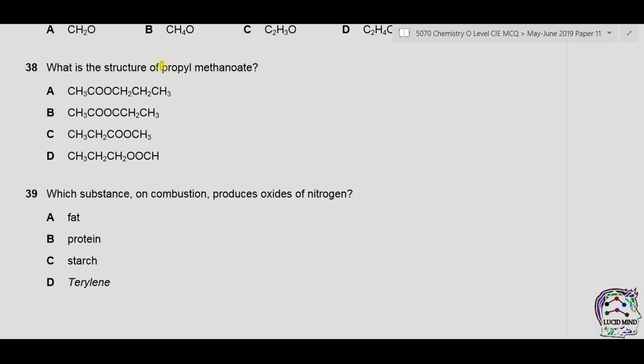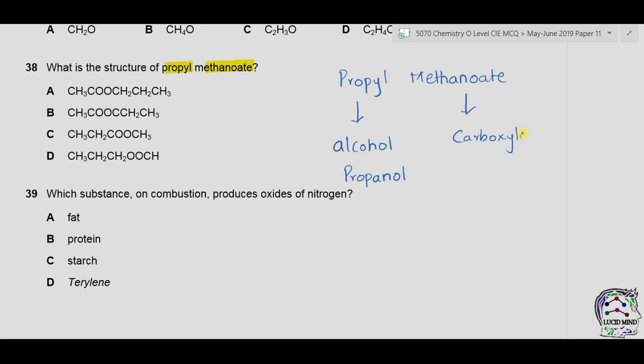Question 38. What is the structure of propyl methanoate? Propyl methanoate is ester. It has 2 parts. The first part is propyl, it comes from alcohol. And as it is propyl, it is formed from 3-carbon alcohol, which is propanol. While second part is from carboxylic acid. And as we have methanoate, so it means it is 1-carbon carboxylic acid, which is methanoic acid.